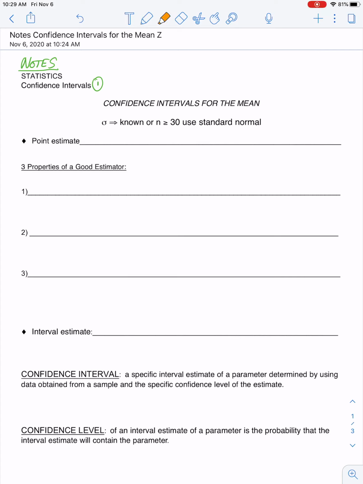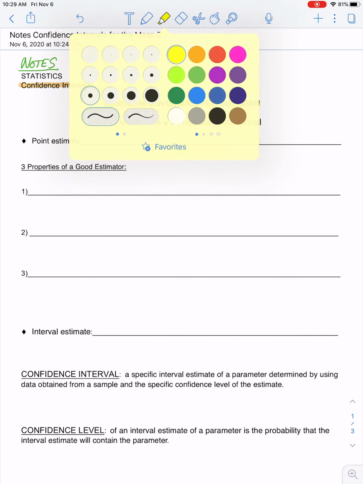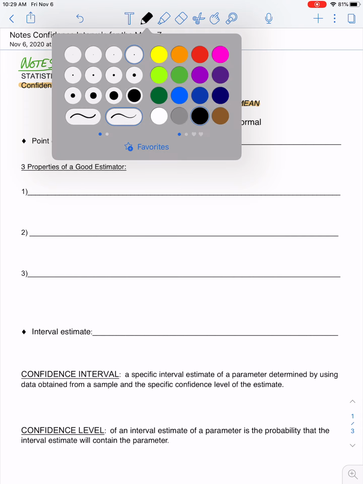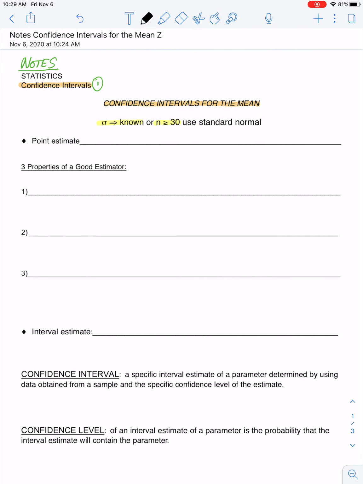Today's lesson is about confidence intervals for the mean. Our particular examples in this unit will be when the standard deviation is known, or your sample size n is greater than or equal to 30. We can use the standard normal rules for our confidence interval.